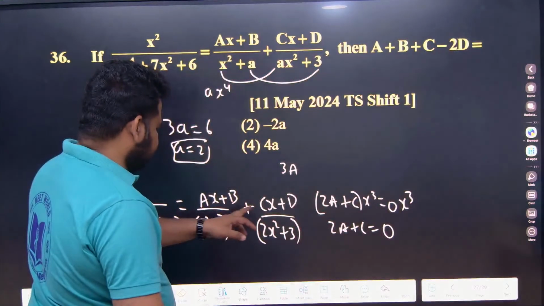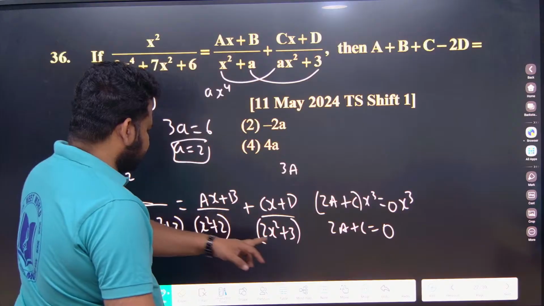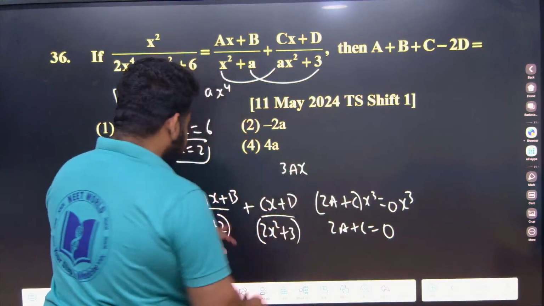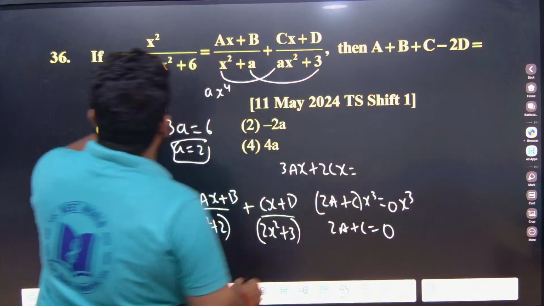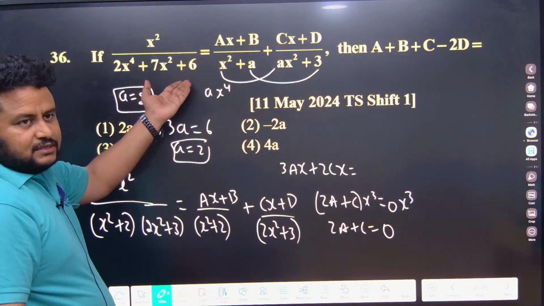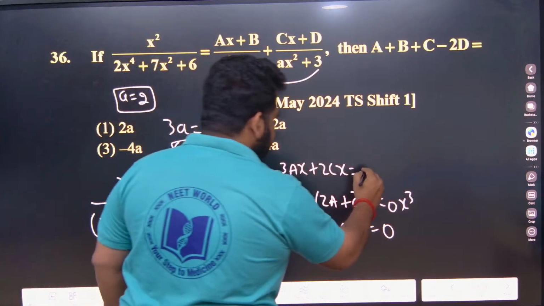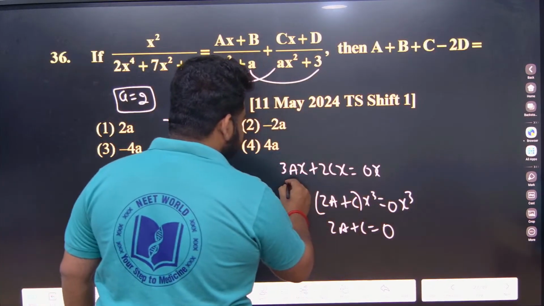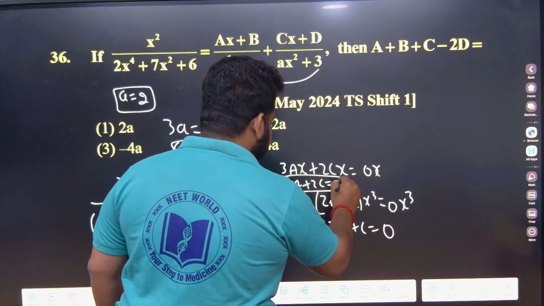So further, if you talk about the constant, 3a, plus 3ax. So this will become 3ax plus 2cx. Here the coefficient of x is what? The x term is not there in the denominator, that will become equal to 0x. So I can write it as 3a plus 2c is equal to 0. 3a plus 2c is equal to 0.